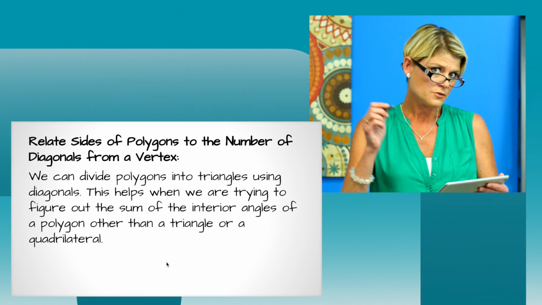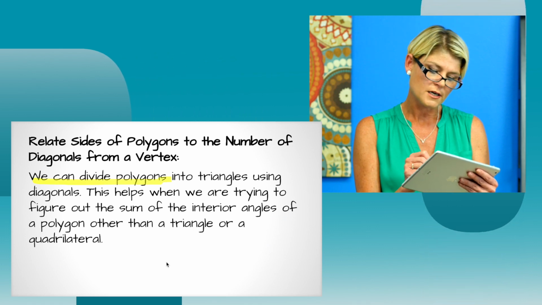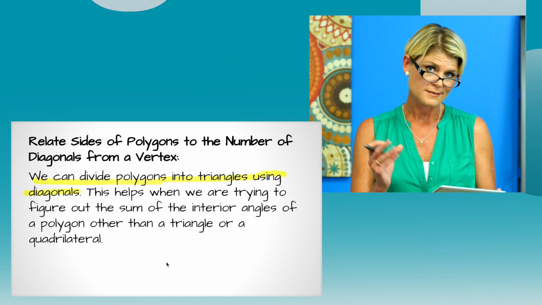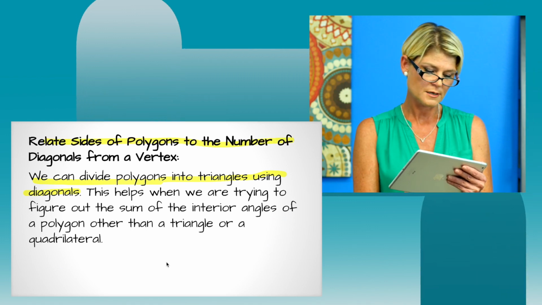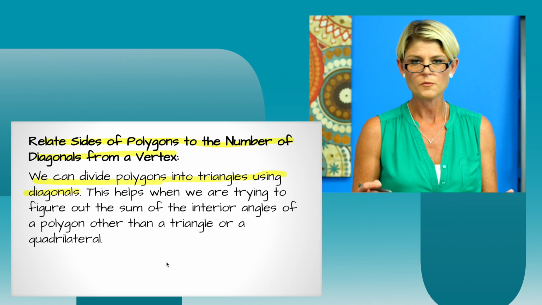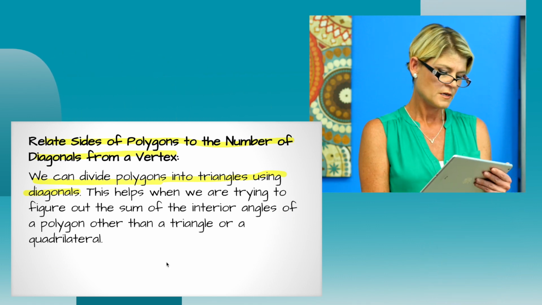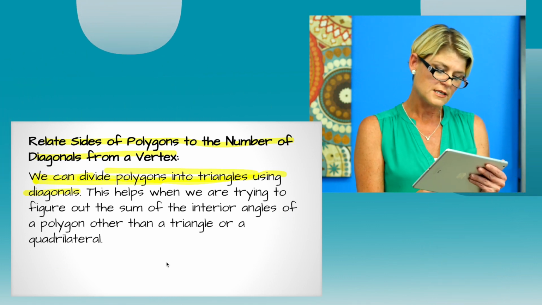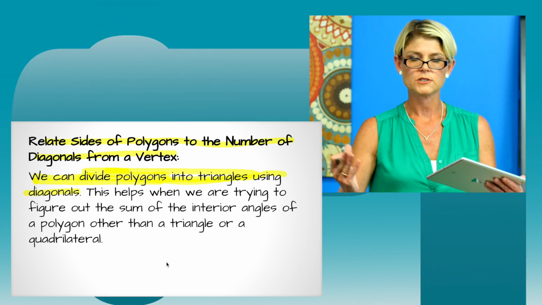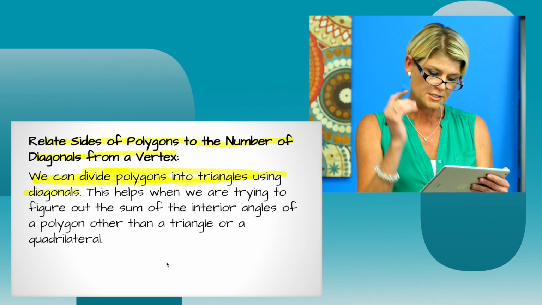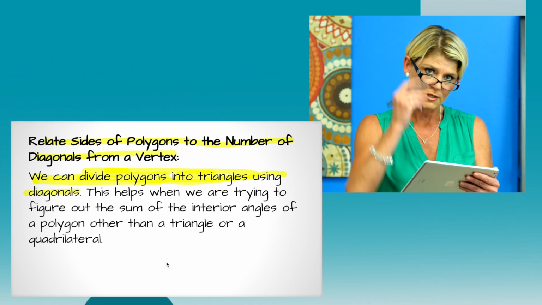So, did you know that we can divide polygons into triangles using diagonals? I'm thinking maybe you read the title, Relate Sides of Polygons to the Number of Diagonals from a Vertex. Don't panic, it's actually easy. Okay, so what this sentence is saying basically is that we can take a polygon, a shape like a triangle or a quadrilateral, and divide it into triangles using diagonals.